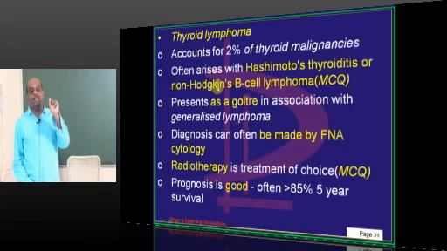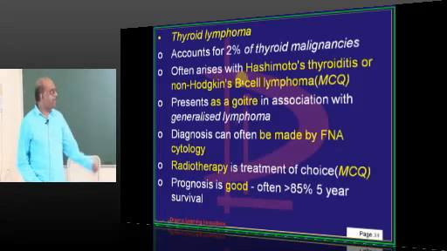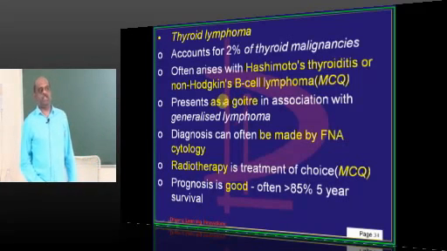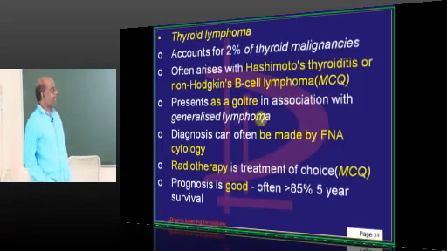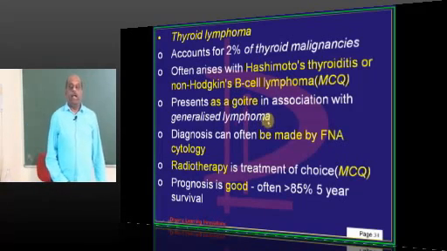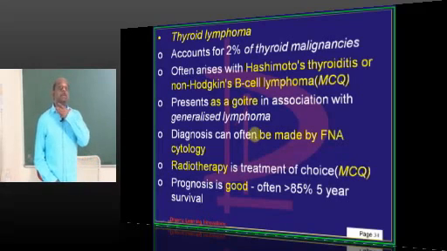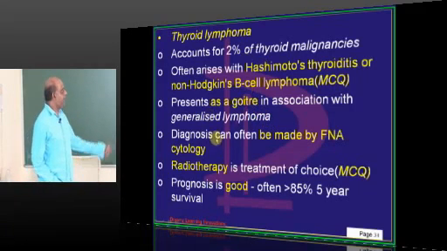2% of thyroid malignancies are lymphomas. In what kind of backdrop do they arise, doctor? Hashimoto's thyroiditis or a non-Hodgkin's B-cell lymphoma. Typically, thyroid lymphoma will be arising. And how does it basically present? It can present sometimes like a goiter along with generalized lymphoma, can be the presenting feature of thyroid lymphoma.